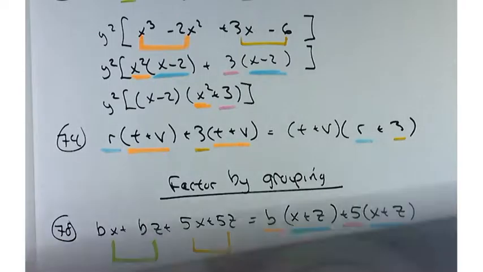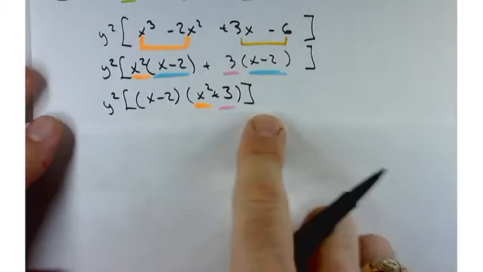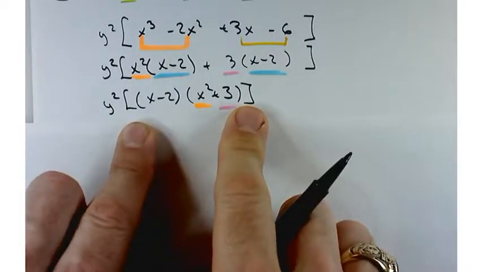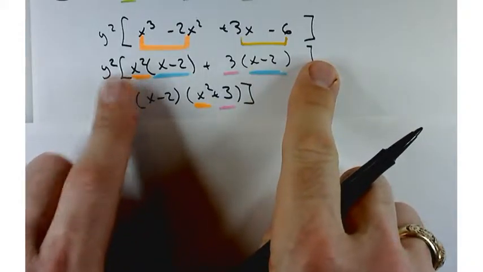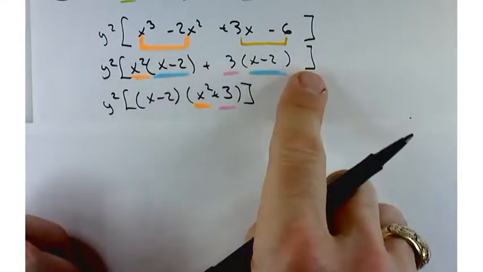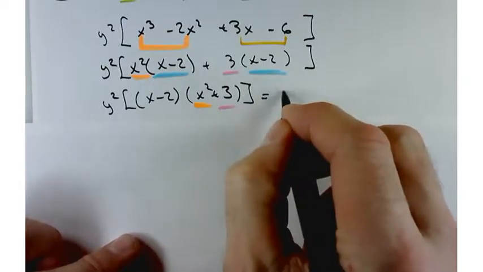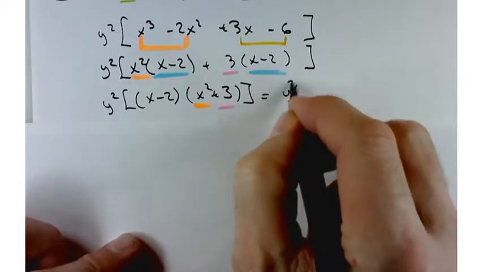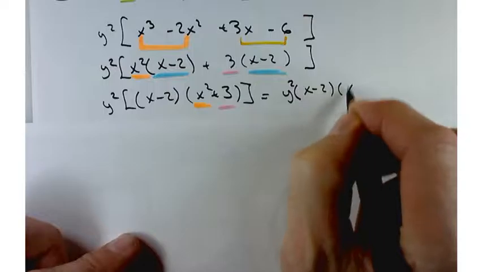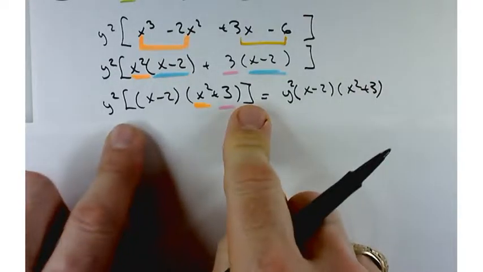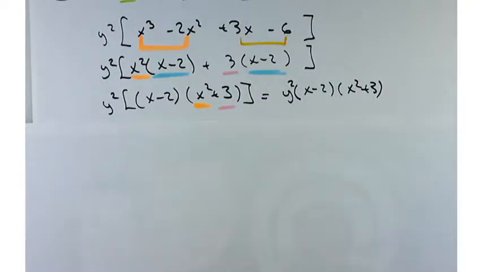You don't need that extra set of brackets anymore. That was just keeping things straight when I had the y squared outside of all this. You could write this equally as well as y squared times x minus 2 times x squared plus 3, or you could leave the brackets. Doesn't matter to me. Either one of these is fine as the solution. We're okay with problem number 98 here. Now we've got it completed.